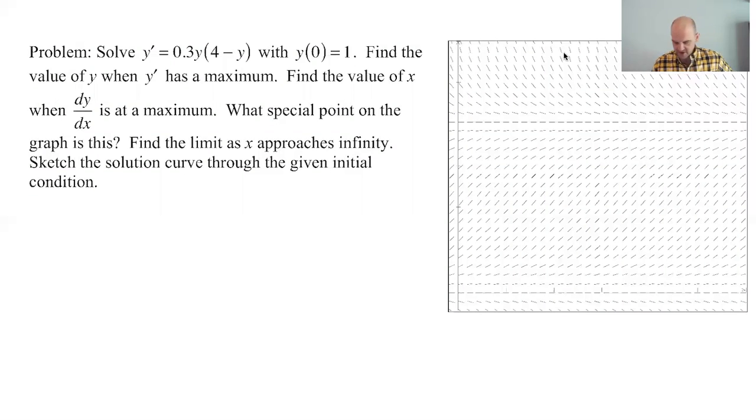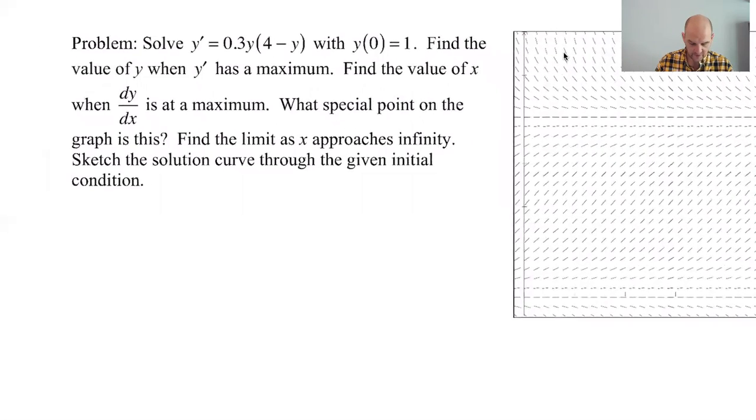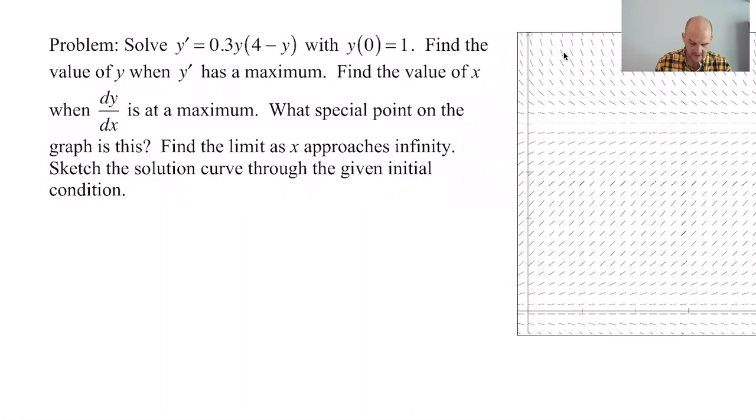All right, we're back. This is page 3, notes 14, talking about the logistic differential equation. And we're going to actually do a problem here, so that's kind of nice. So we want to solve y prime equals 0.3y times (4 minus y), with y of 0 equals 1, and find the value of y when y prime has a max.